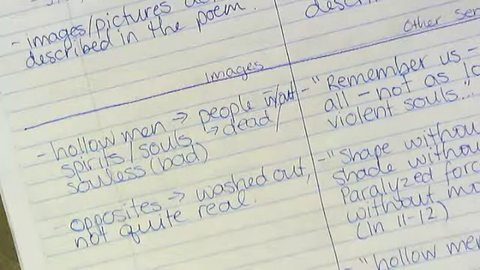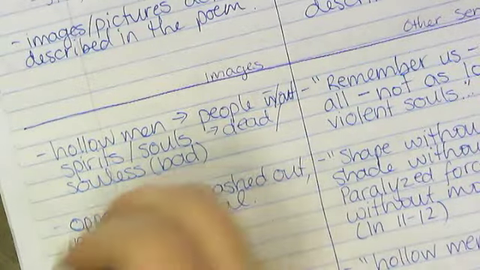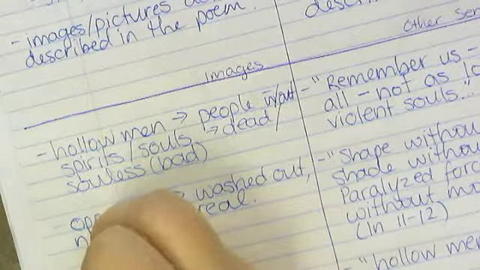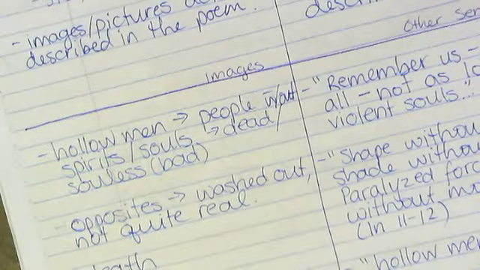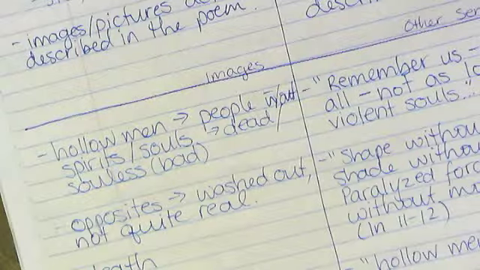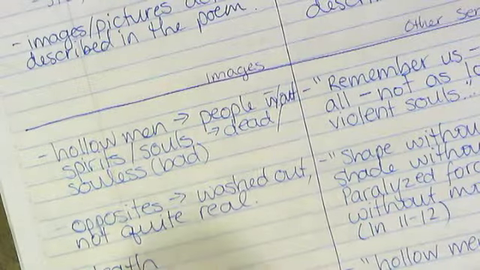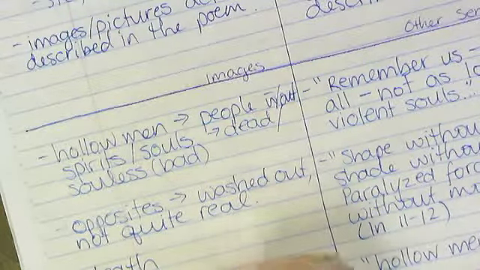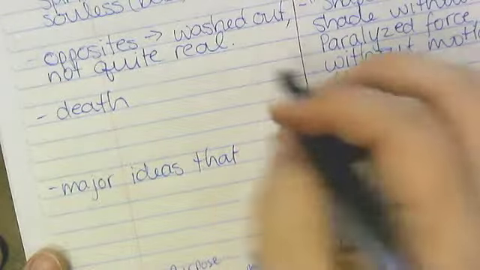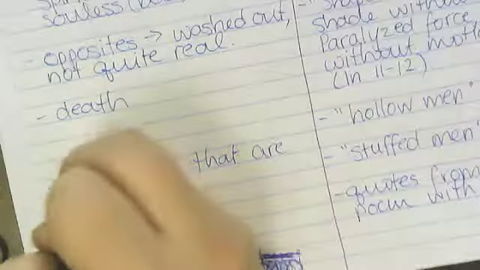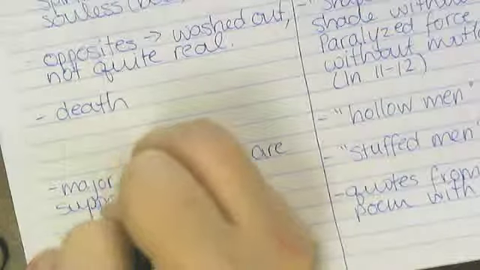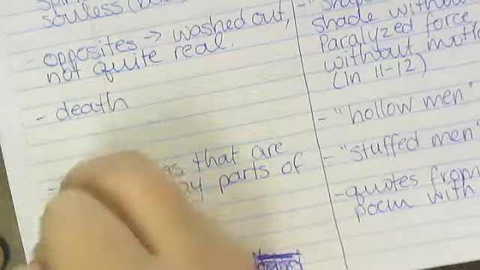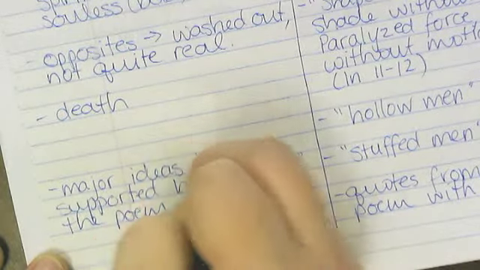Okay. I'm going to go back to what we said last day. We were talking about the poem being about death. So that would be a main idea in here. So this section is the major ideas that are supported by quotes from the poem, like your keywords or phrases.